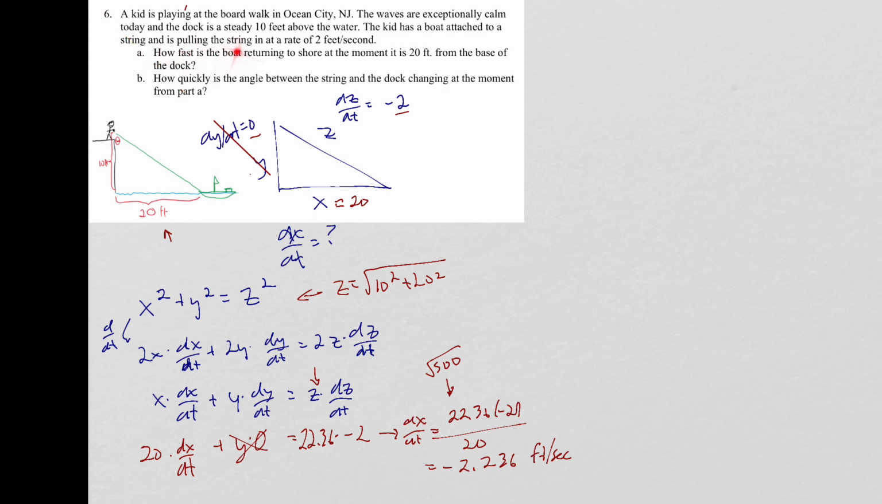Now, if we look carefully at what it is asking here, it says how fast is the boat returning to the shore at the moment. Returning to the shore is how fast is it coming in. So we do get a negative here when we do our math because that negative carries in. But with how the question is asked in this scenario, I would personally give it as a positive number because that's how fast it is returning to the shore.